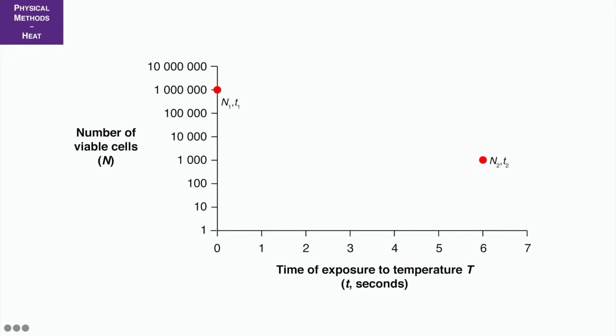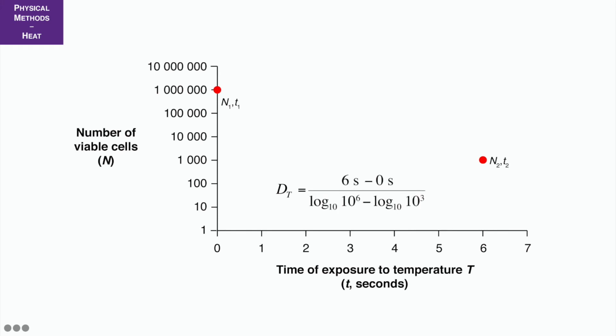Imagine that we have a population of 1 million viable cells of the microorganism we are interested in. We expose this population to a set temperature for 6 seconds and observe that the number of viable cells has dropped to 1000. Note that the y-axis has a logarithmic scale. Using this formula, we can calculate the decimal reduction time for this particular temperature.